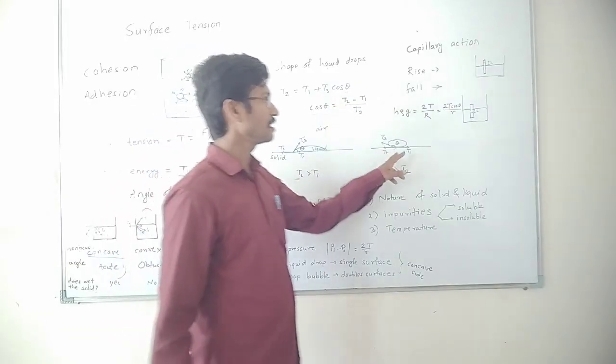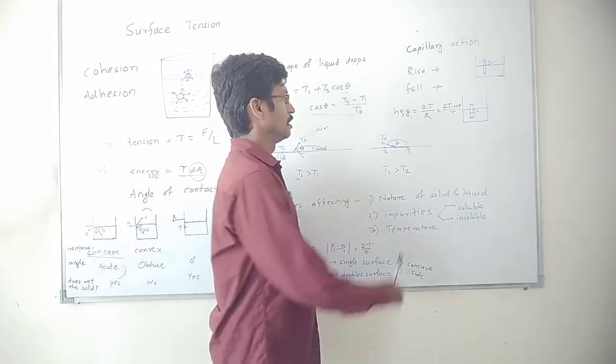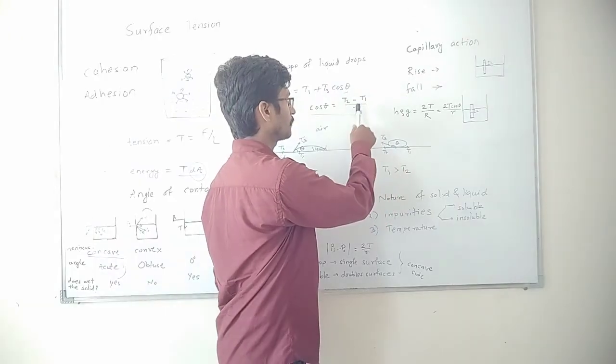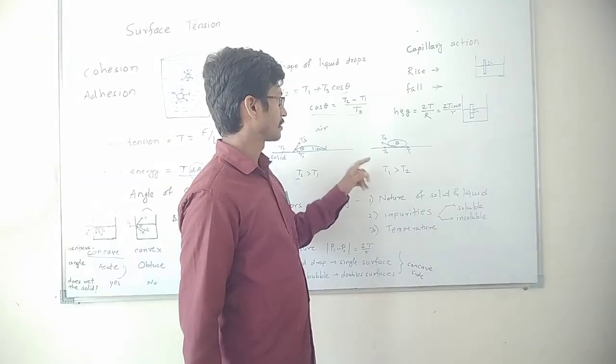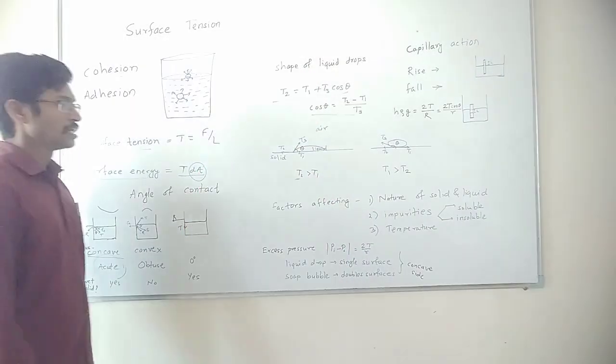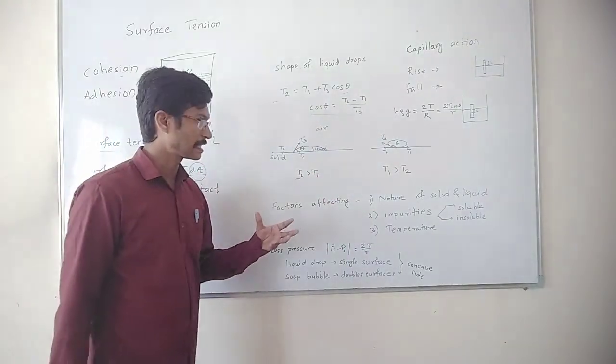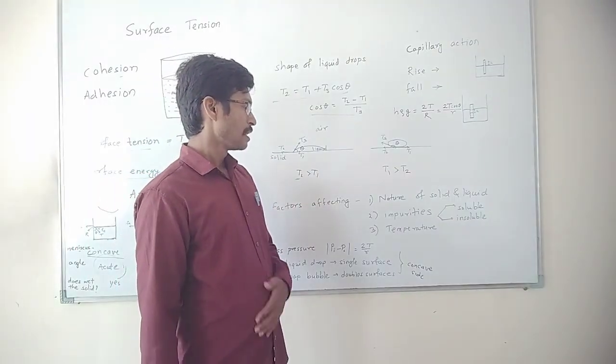So you can use this formula. And in this case, the angle is obtuse, so therefore cos theta must be negative, and therefore T2 must be less, or T1 must be higher. Now there are some factors affecting this angle of contact.